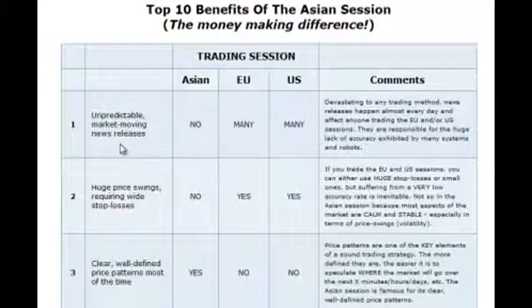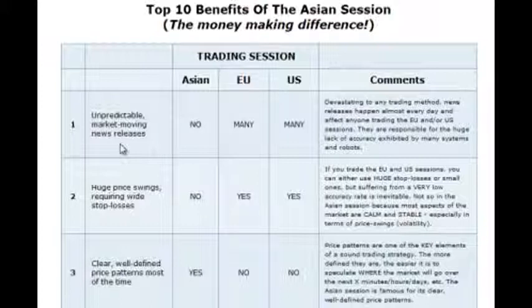They are system killers. It's very hard to deal with these animals, really. We prefer, if at all possible, to not even try to deal with them. They are just that unpredictable. During the Asian session, you won't have news releases. It's extremely rare to have a news release during the Asian session.